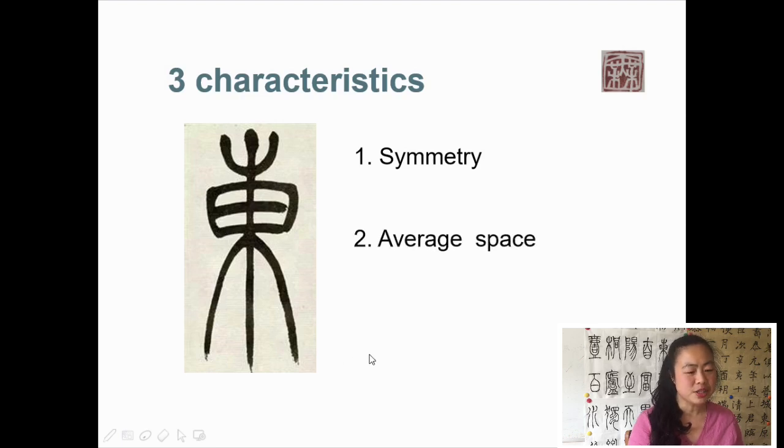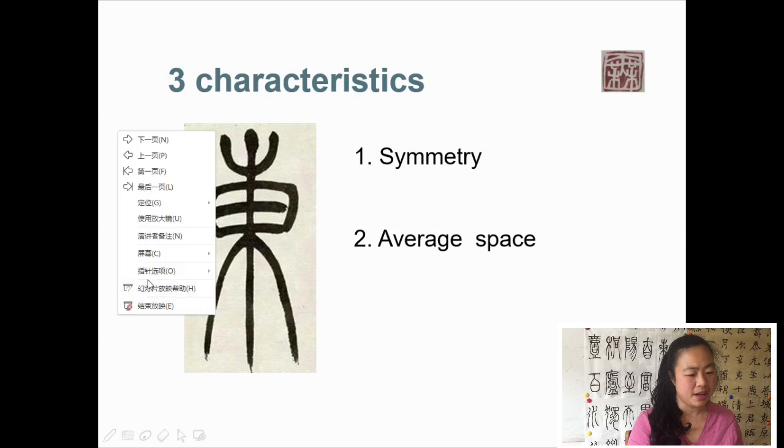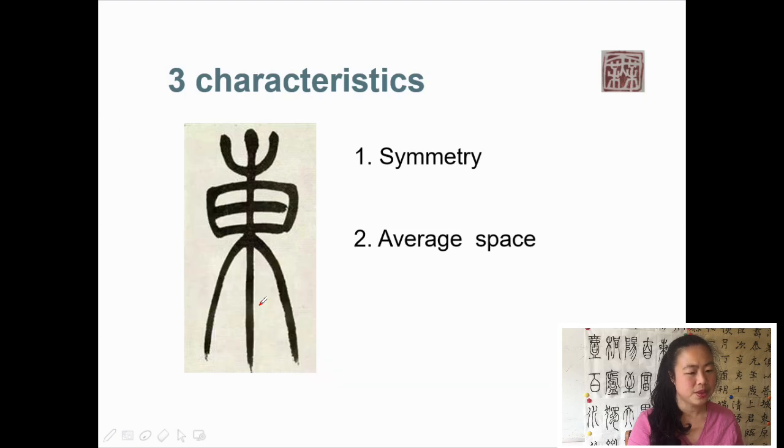And then the average space. Still I show you with a marker. This one is like this one, and this one, and this one. These four small spaces are nearly the same, right? And if there are two horizontal strokes, the space between them is nearly the same. And on the two sides of the vertical stroke, the space is also nearly the same.